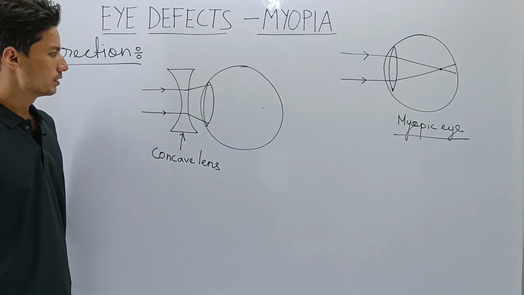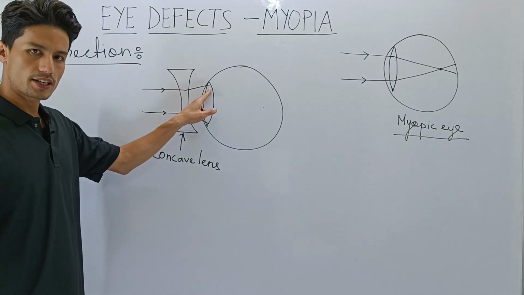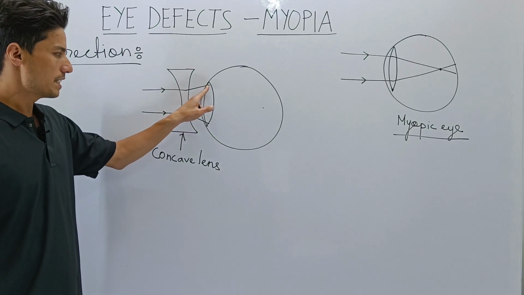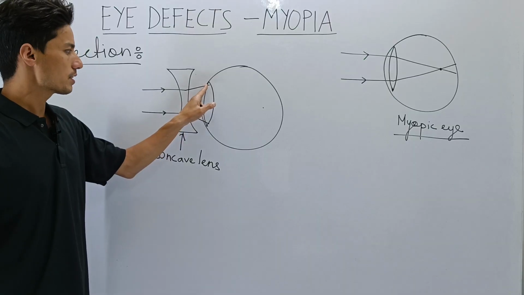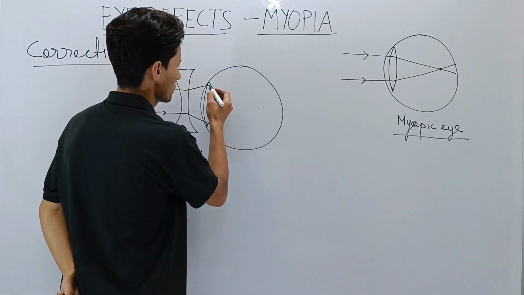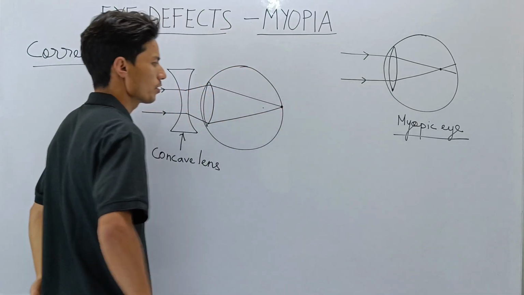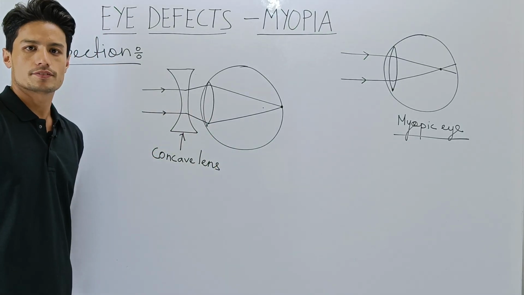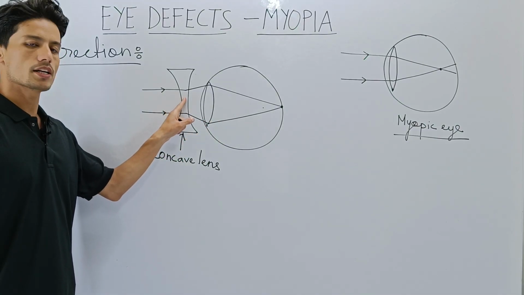Now these divergent light rays find their way to the convex lens. And since these are divergent rays, when the convex lens bends these divergent light rays, what happens? The focus point shifts here. The focus point has been shifted, and this is how myopia is corrected. So in order to correct myopia, we have to use a concave lens.